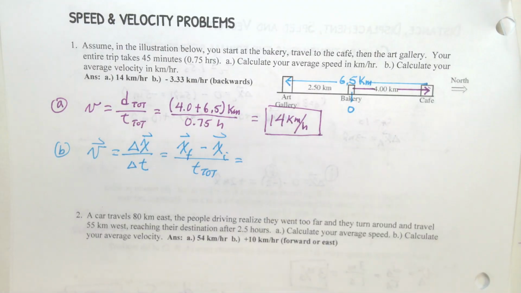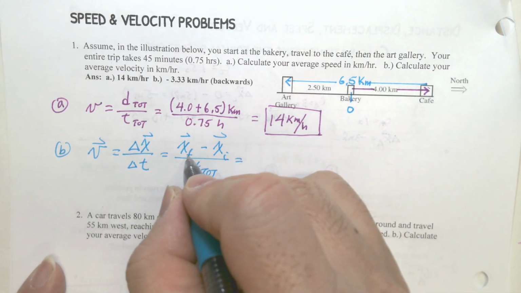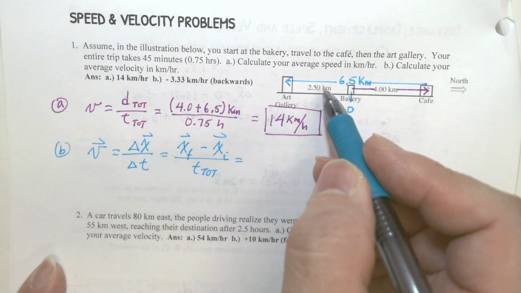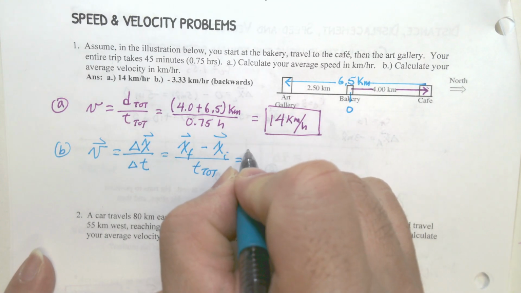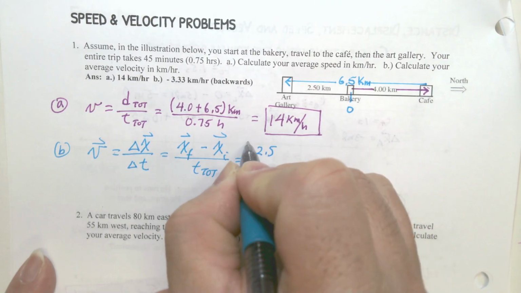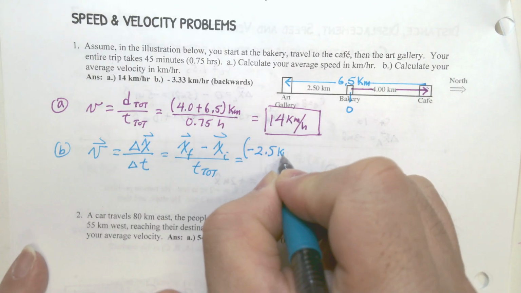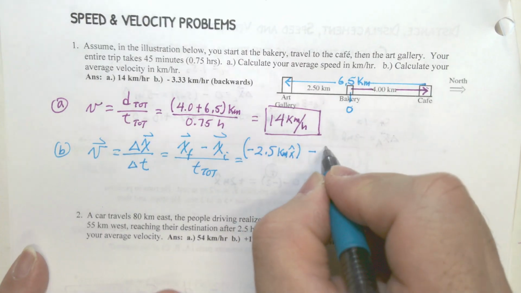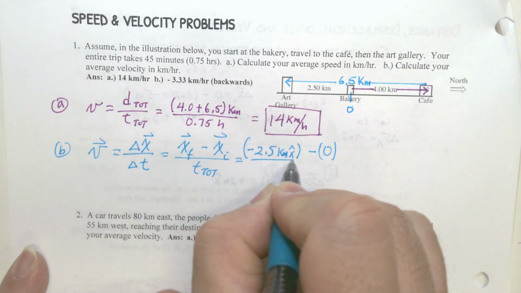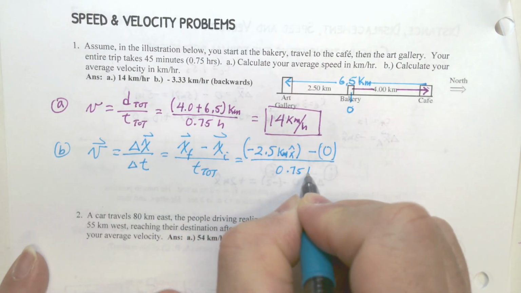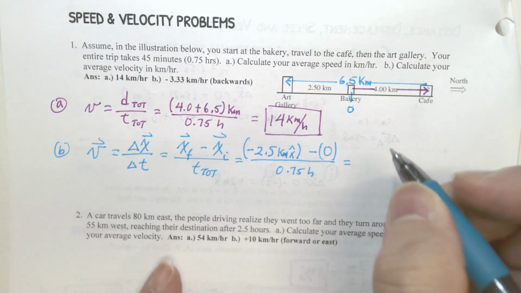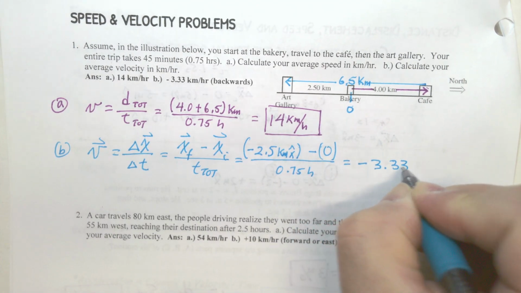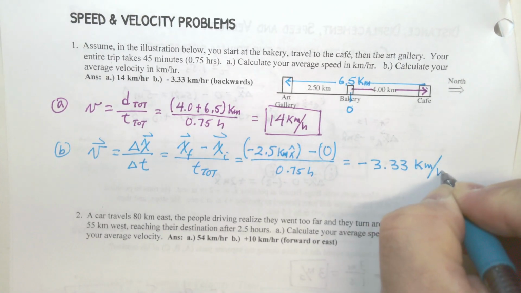Therefore, your final position happens to be negative 2.5 kilometers x hat, minus your initial position, which is 0. Whole thing divided by 0.75 hours. Therefore, when you work this thing out, you're going to get negative 3.33 kilometers per hour.